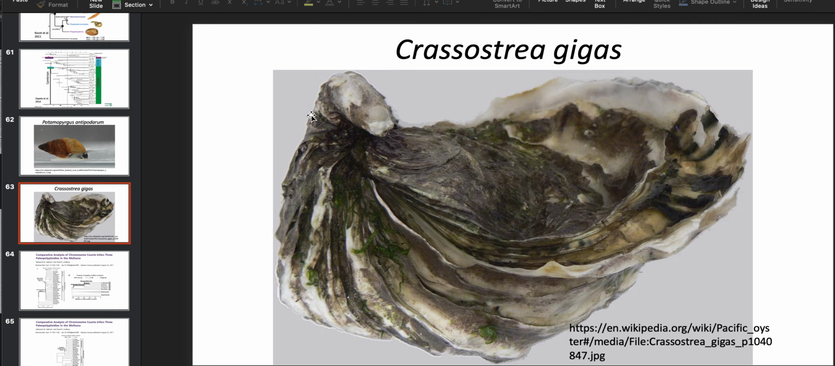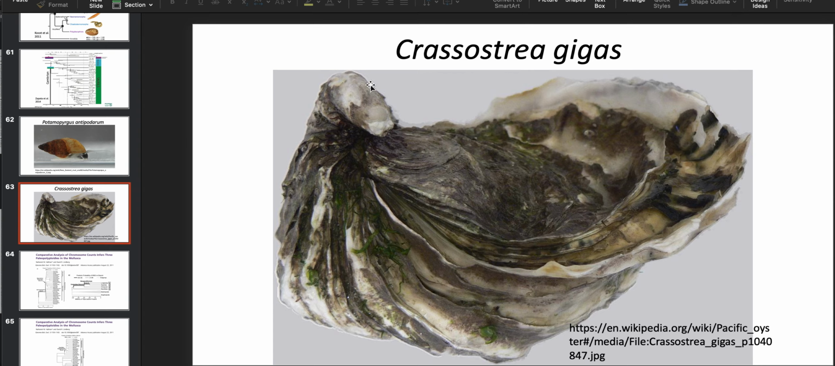I gave this talk a few years ago and I called it a scallop, and my advisor really made fun of me for that. So it's an oyster, I swear to God.